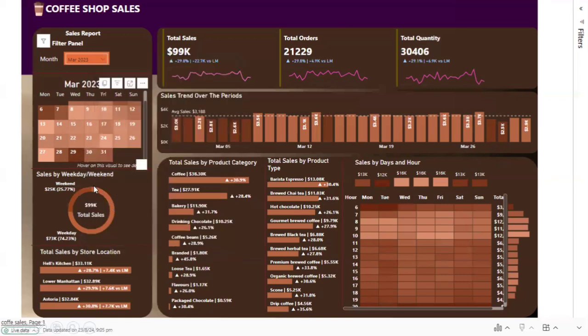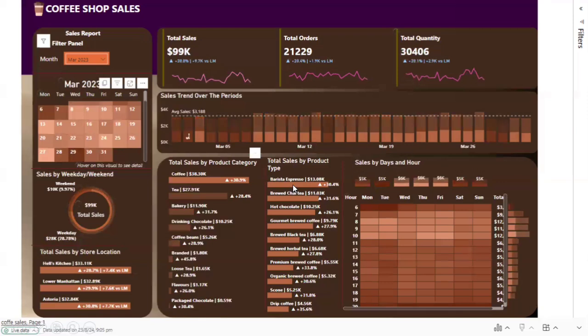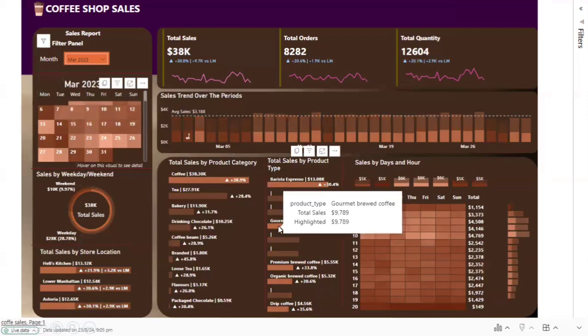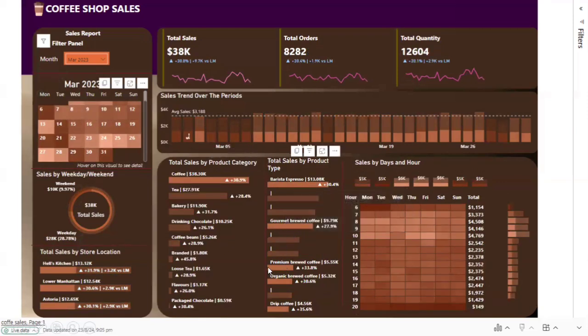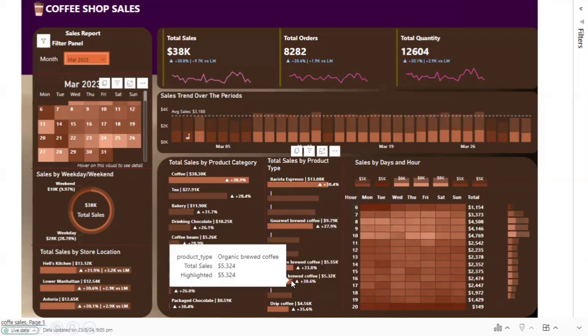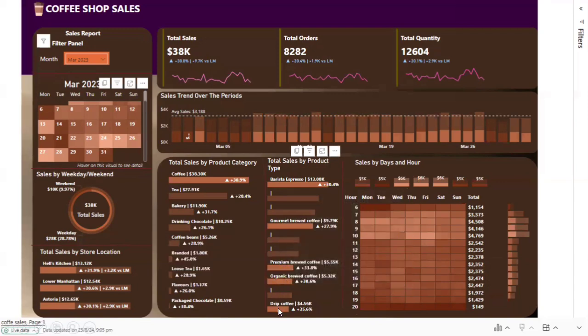And if we go and check the total sales by product category, coffee is still the top selling product in the month of March. Tea is the second highest selling, the same as in the past 2 months that we have seen. The product category is also the same. In coffee, barista espresso is the same, and gourmet brewed coffee, premium brewed coffee, and organic brewed coffee are the same as in the last 2 months we have seen.